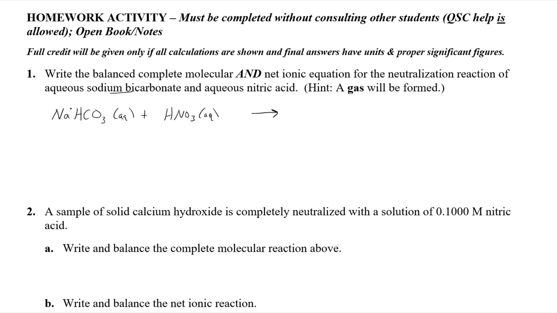And what do we get? Well, in this case, this is a very simple one. We're going to swap these guys out, and through displacement we're going to get sodium nitrate, because we took the nitrate and the sodium and put them together, and put the H and the bicarbonate together. All nitrates are soluble, so that's going to be aqueous. And then the next thing, you're probably going to first attempt to write something like this.